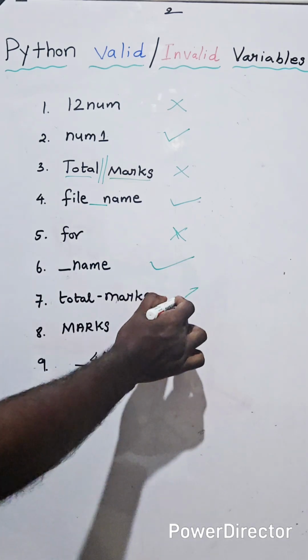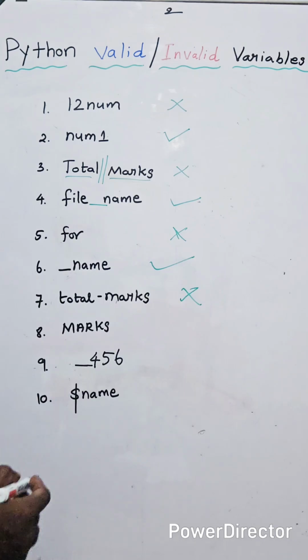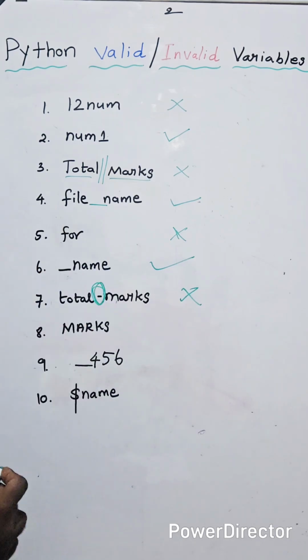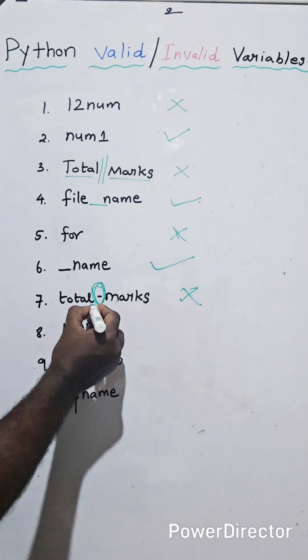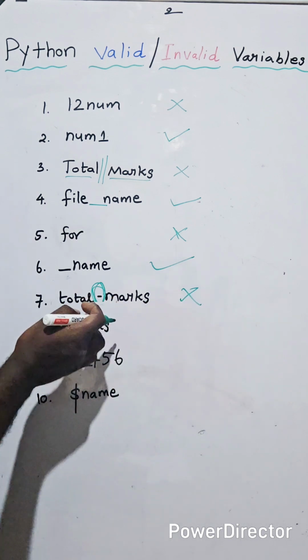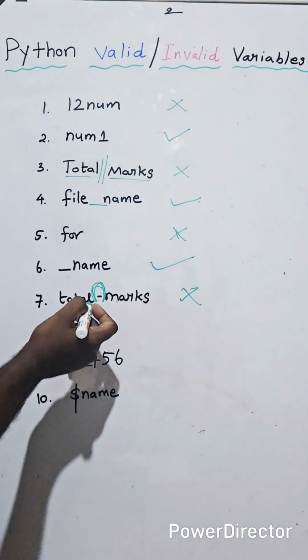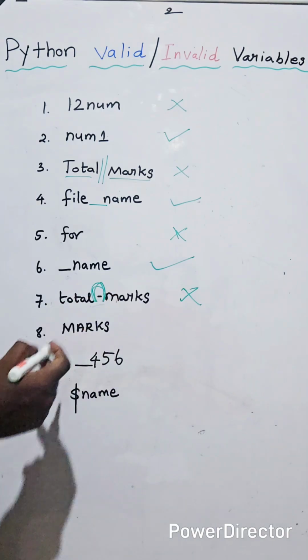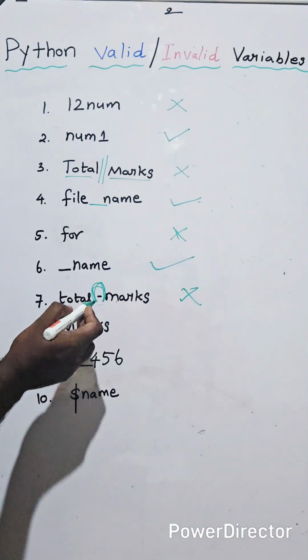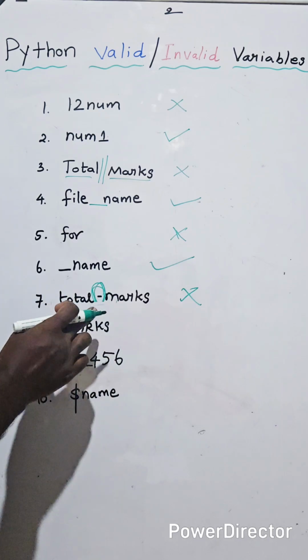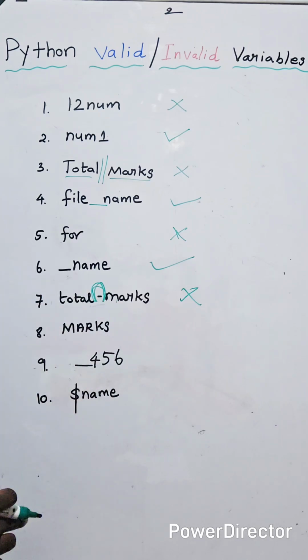The seventh one is invalid. Why? Because we are using a hyphen, not an underscore. The underscore joins at the bottom of the two words, while this is at the center of the two words. So this is a hyphen, a minus, so this is invalid. Hyphen is a special character, which is not allowed during the declaration of a variable.